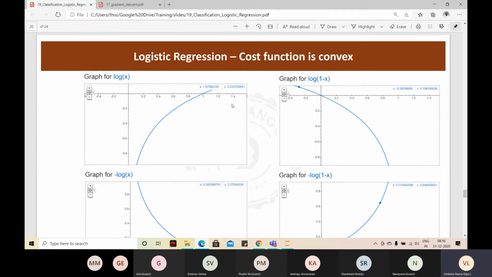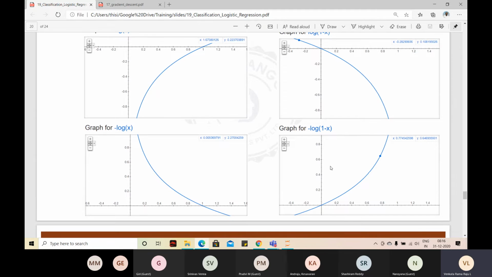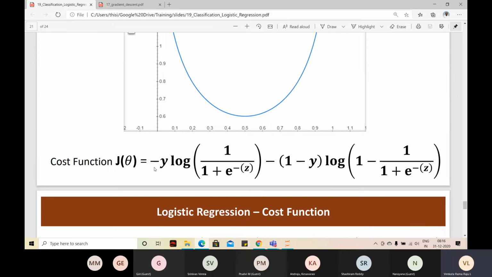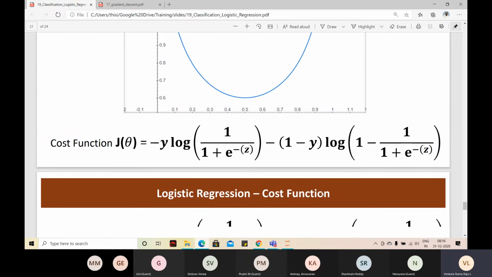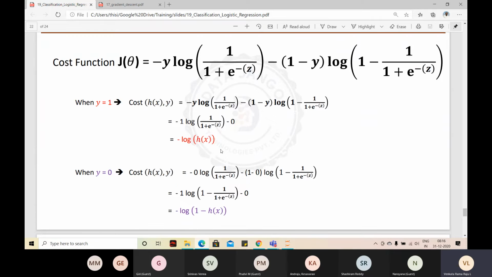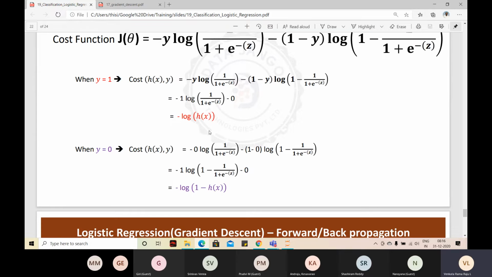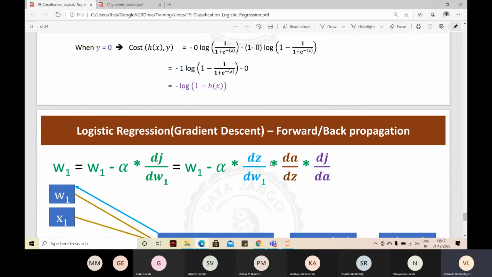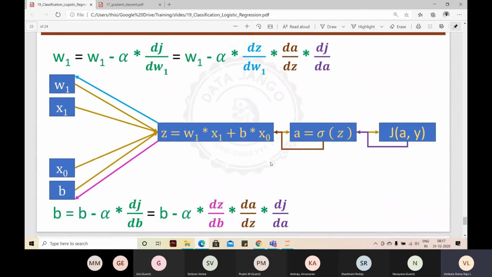So whatever analogy I showed, when you combine those two, it becomes a convex function, and that's where the cost function is taken like this. When y is equal to 1, the cost function is going to be log h of x, and when y is equal to 0, it is different. So for different records there is a different cost function, but when you combine both, it becomes a common function for the whole data.